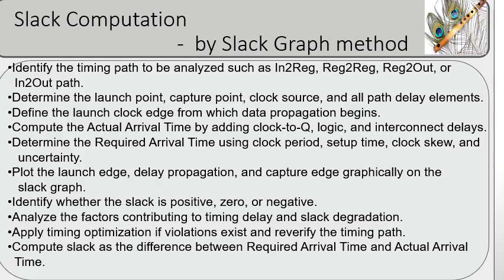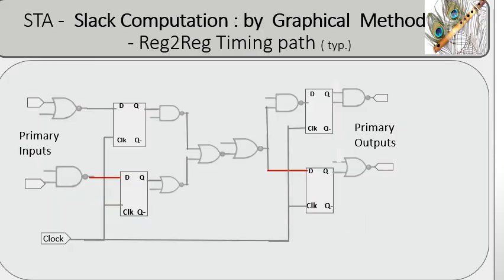By superimposing the RAT graph over the AAT graph, the difference at every node, the slack of the timing path, is computed. Based on the results, optimization and violation fixing is carried out. This timing path illustrates a register-to-register data transfer analyzed using static timing analysis with the slack graph method.